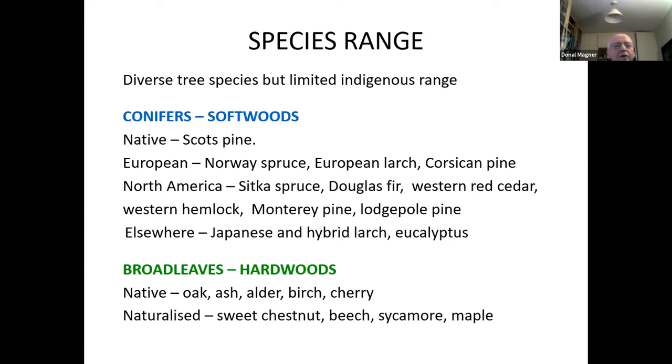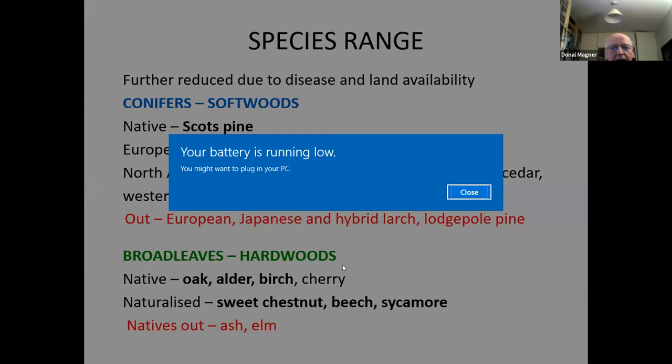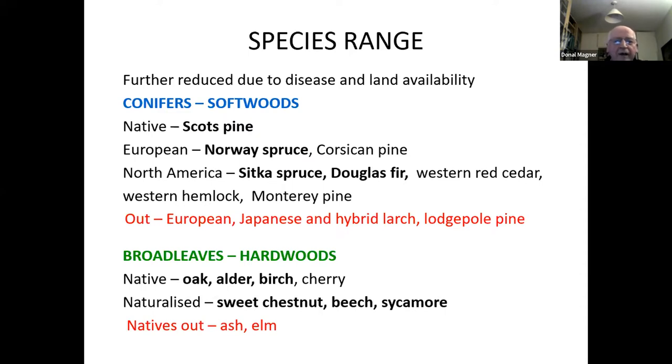So very briefly, we've got conifers, which are virtually all non-native. You can see the list there, the spruces, the Douglas firs, the Monterey pine. I'll come back to those. And for the broadleaves, we've just got oak, ash, alder, birch, and cherry, and then the other broadleaves are naturalized. So that species range has been further reduced because European, Japanese, and hybrid larch are affected by Phytophthora disease, and lodgepole pine is not planted really anymore because we no longer plant deep peats. Whereas if you go to the broadleaves, everybody knows the problem we've had with ash and before that elm.